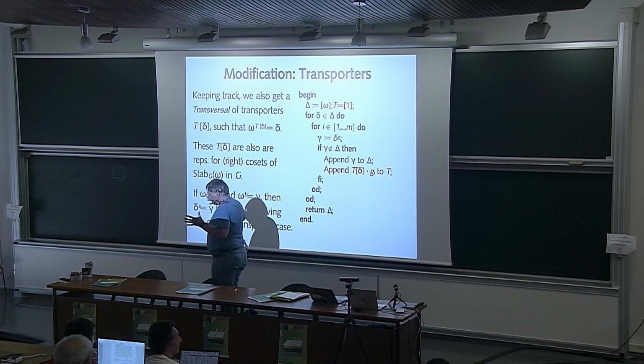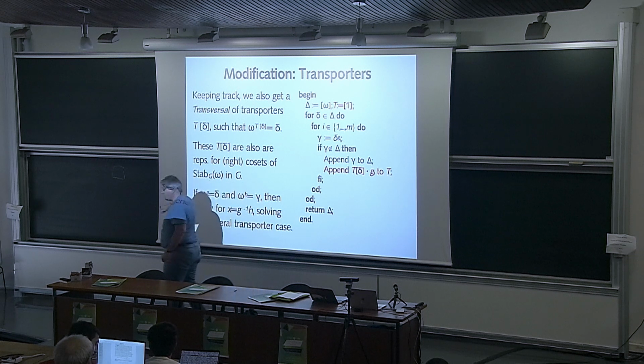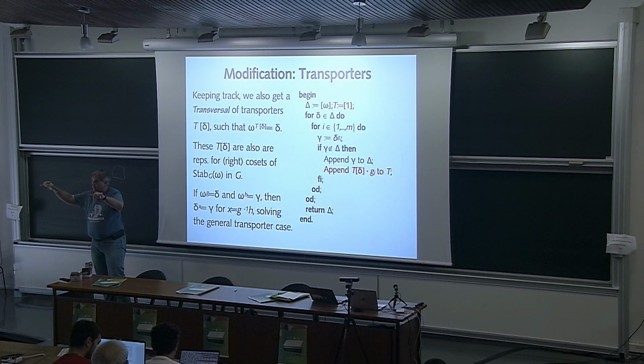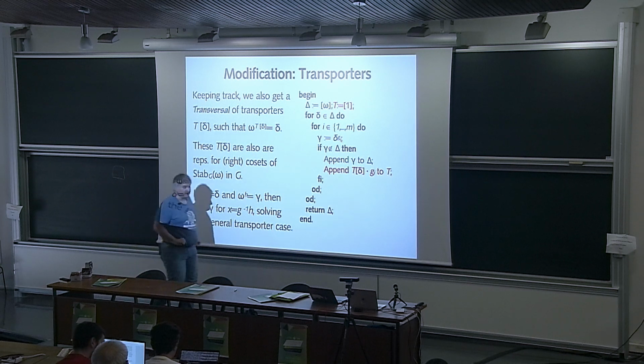Each element in the same coset maps the point omega to the same image, and if I have two elements in the orbit, I just need to take the quotient of the two transversal elements for the corresponding cosets. This quotient will map from the first element back to the original point and then to the second image.